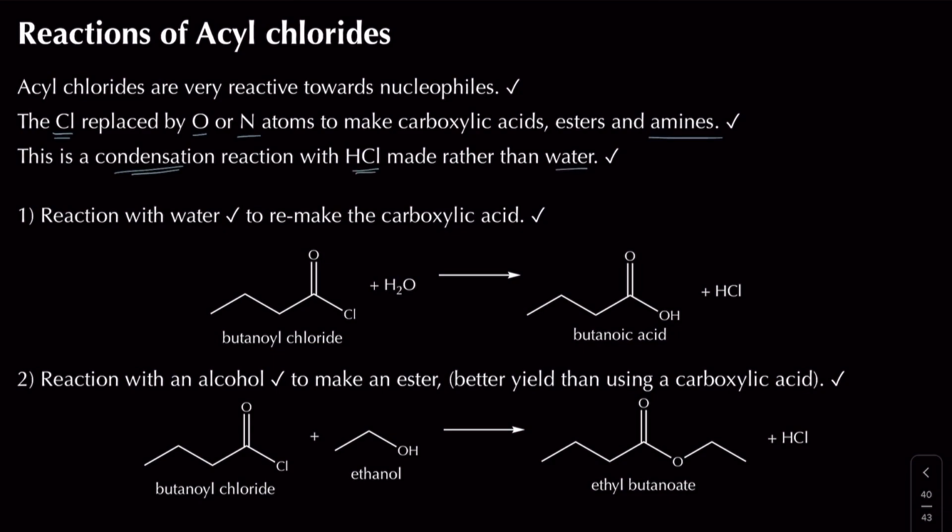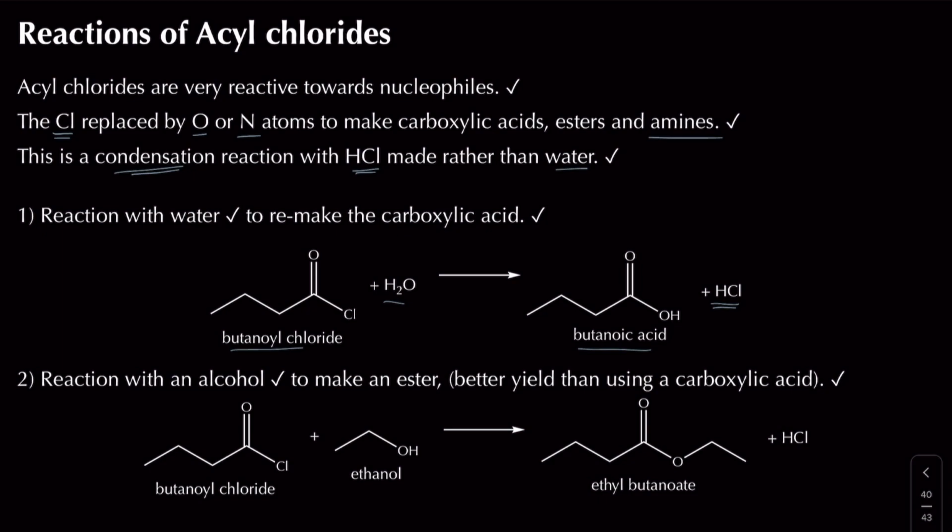Now, the first reaction is when we take an acyl chloride and we react it with water to remake the carboxylic acid that we actually first used to make the acyl chloride. So in this case, you can see I take butanoyl chloride, react it with water, I reform the butanoic acid itself, but this time I actually release HCl in this condensation reaction.